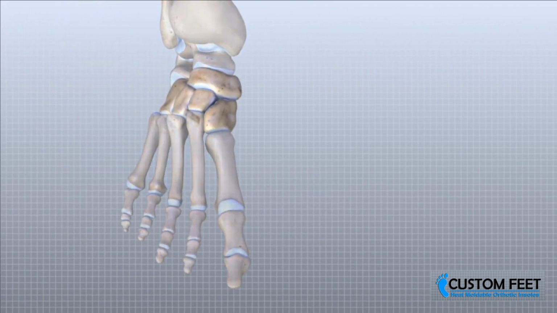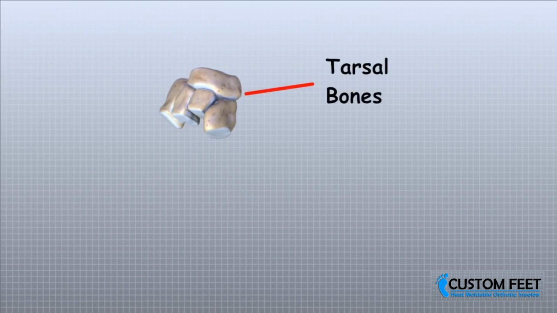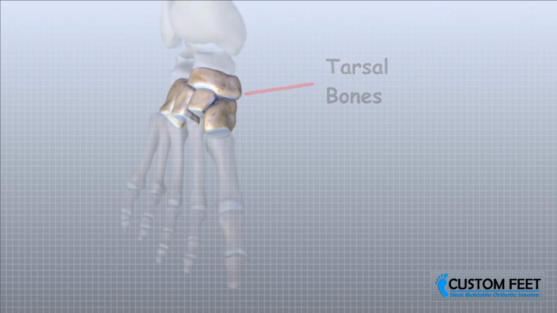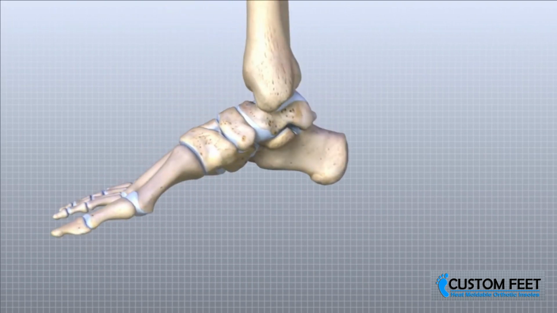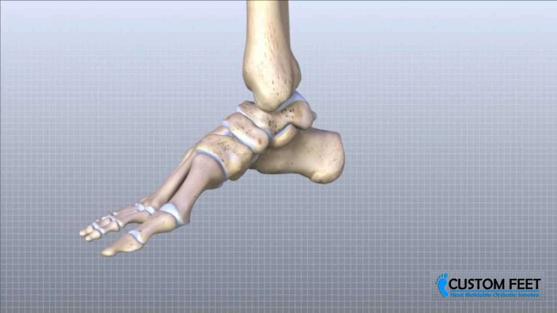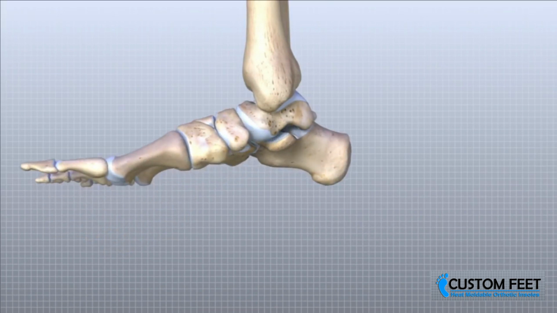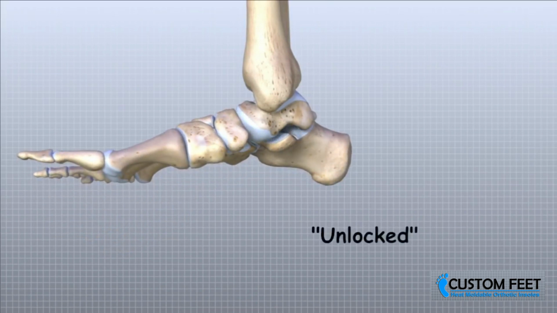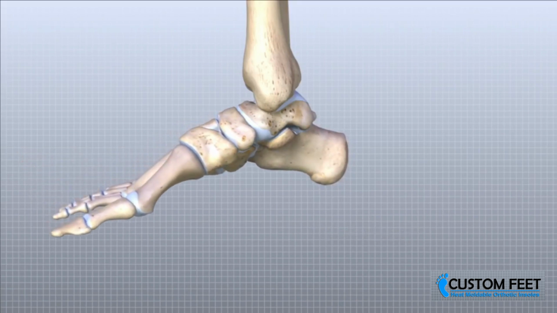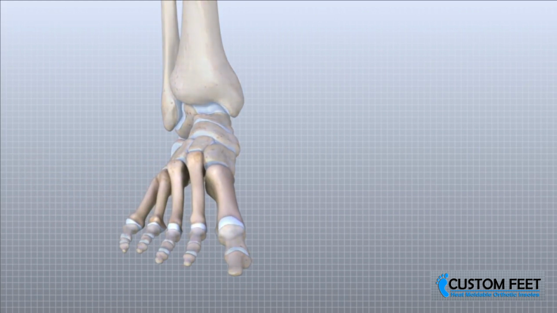The hind foot is connected to a set of 5 tarsal bones that work together as a group. These bones are unique in the way they fit together. There are multiple joints between the tarsal bones. When the foot is twisted in one direction by the muscles of the foot and leg, these bones lock together and form a very rigid structure. When they are twisted in the opposite direction, they become unlocked and allow the foot to conform to whatever surface the foot is contacting.